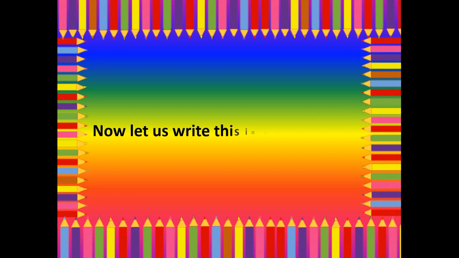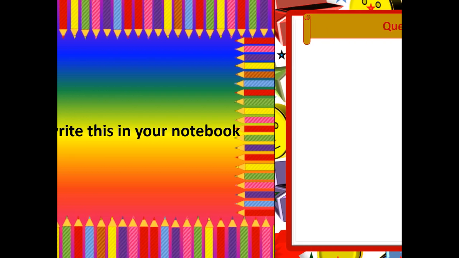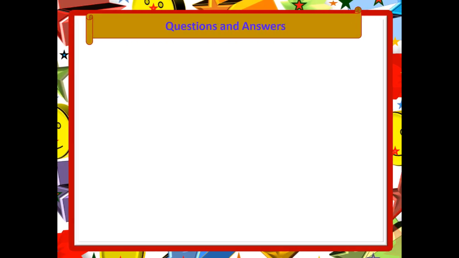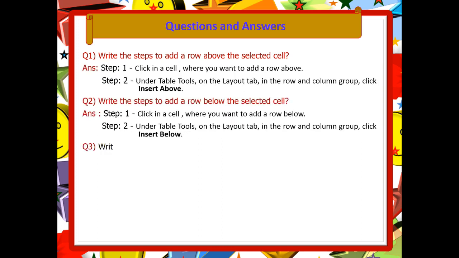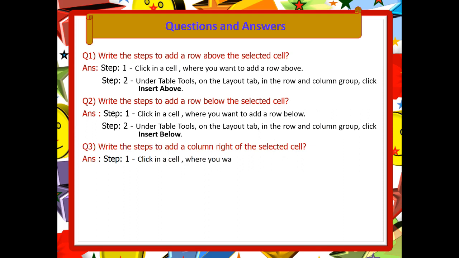Now let us write this in your notebook. Questions and answers. Question number 1. Write the step to add a row above the selected cell. Step 1. Click in a cell where you want to add a row above. Step 2. Under Table Tools on the Layout tab in the Row and Column group, click Insert Above.